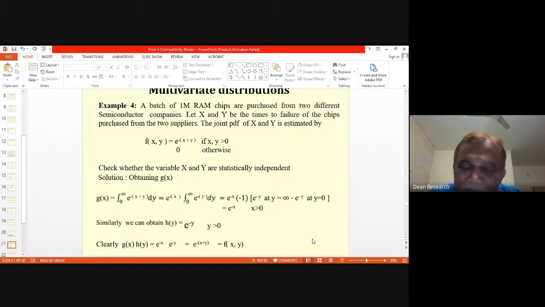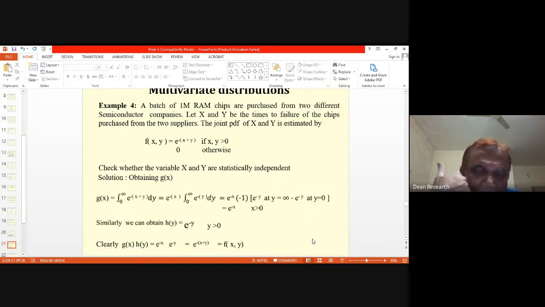Of course, you should remember the integral of e to the power minus y, which I have said as to what it is. Once you get this, similarly, you can get h of y using similar integration, but with respect to x. Limits will be same because x and y both are 0 to infinity. e to the power of minus y, y greater than 0. You have g of x, you have h of y.